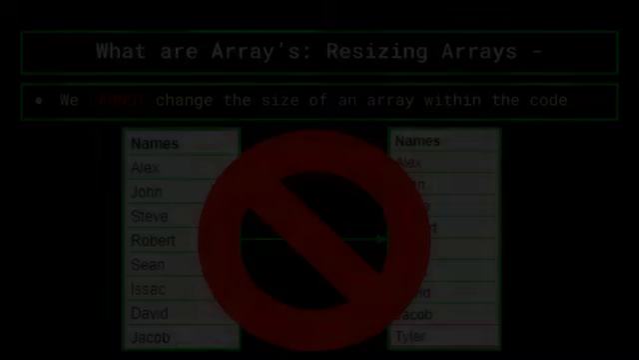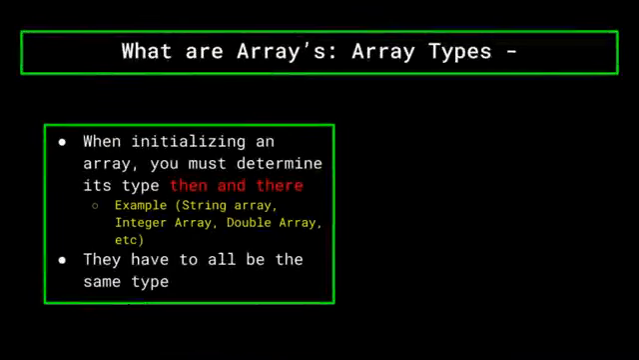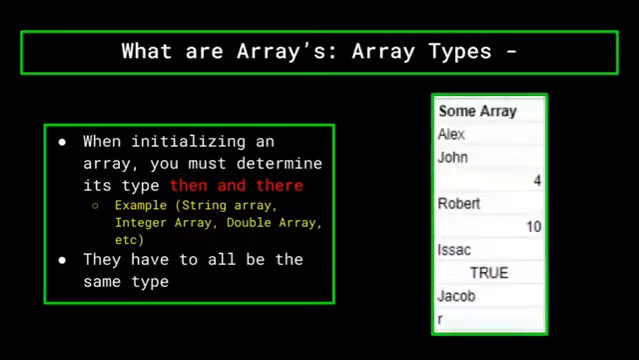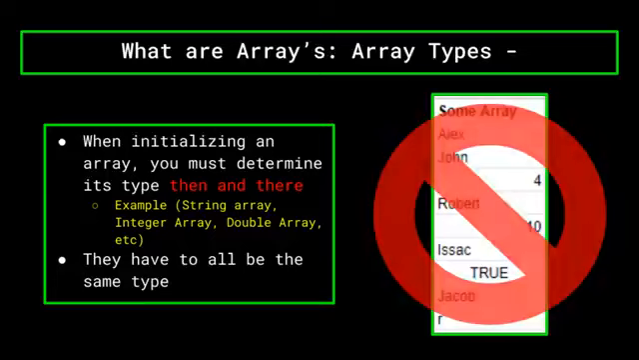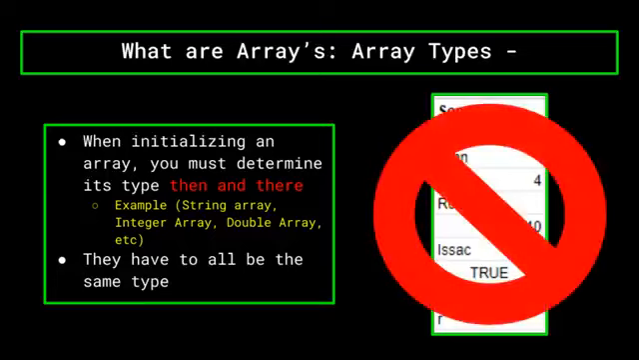Another small thing I want to touch upon really quickly is that when you initialize an array, you must determine which type of array it is right then and there. For example, you have to specifically say it will be an array of strings or integers when defining it. And also, you're not allowed to mix and match, meaning that you can't have an array full of integers with a few strings and some doubles thrown into the mix.